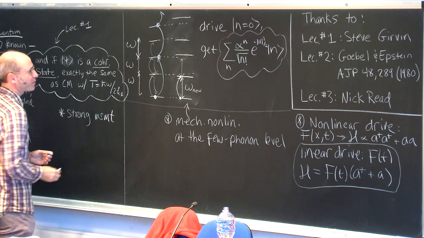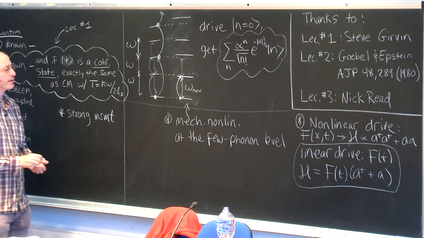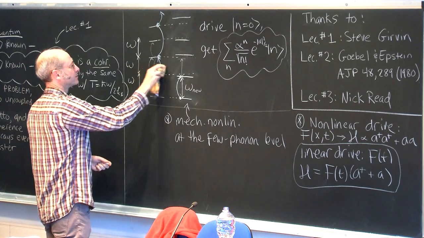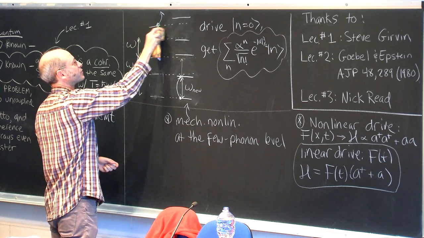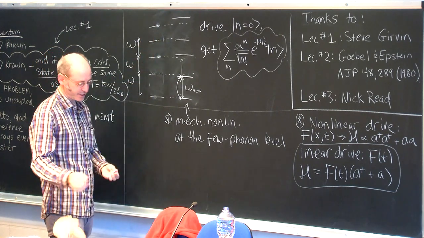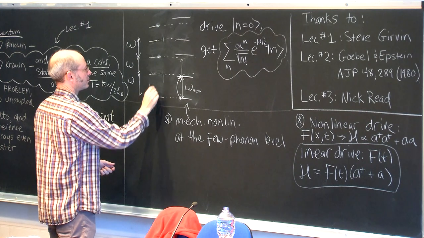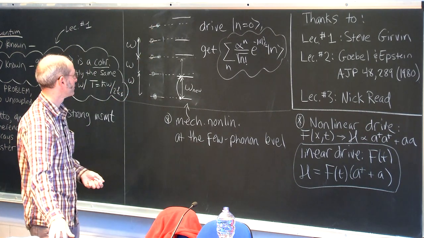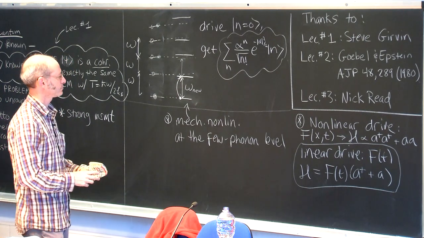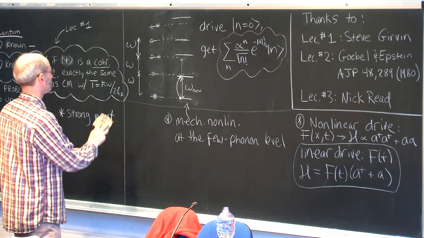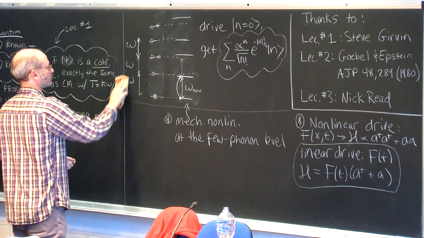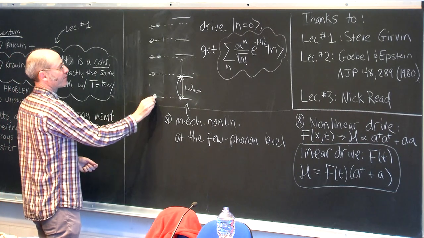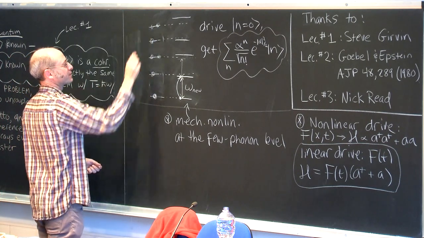So we didn't talk much about this, but if I have a linear oscillator, and let's say I've applied a linear drive to it, and I'm stuck in this situation of having a coherent state, so I have a certain amount of wave function amplitude in all of these levels. So here's some wave function, here's a bit, here's a bit, here's a bit, here's a bit.